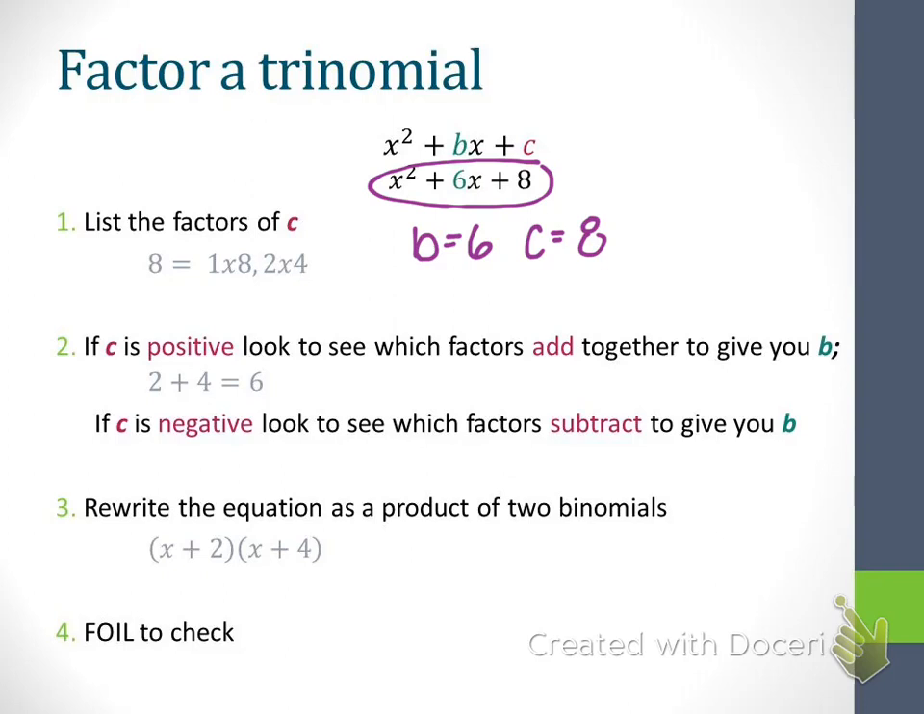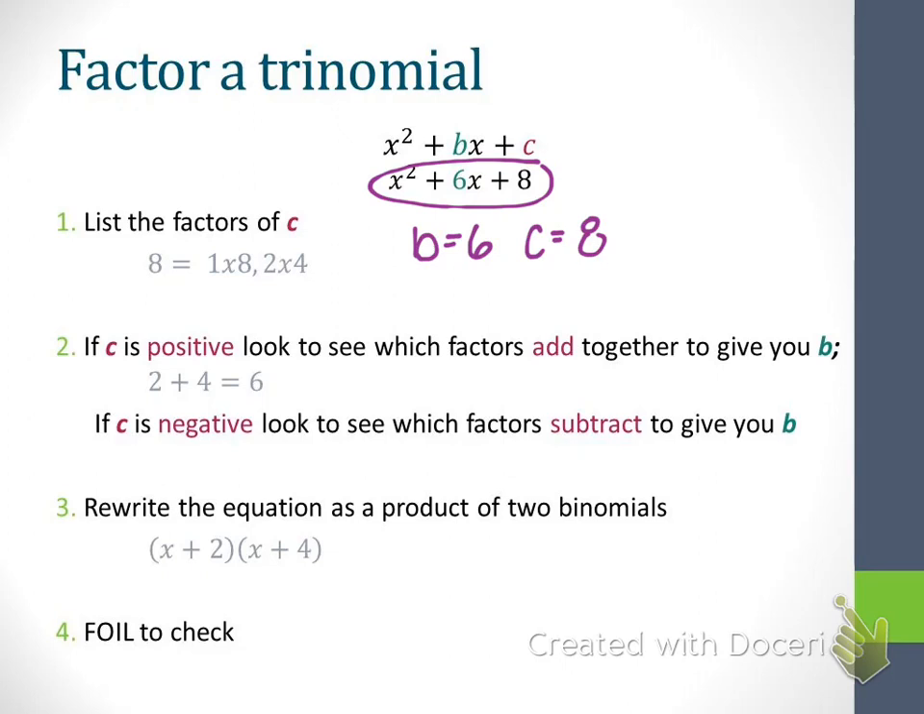So, step number 1 is to list the factors of c. Factors are the two numbers that multiply together to give you 8. What I like to do is start with 1 and go up to 10. Normally if you go to 10, unless you have a really big number, you will most likely include all the factors. So I say, okay, 1. 1 times 8 equals 8. So I write that down.